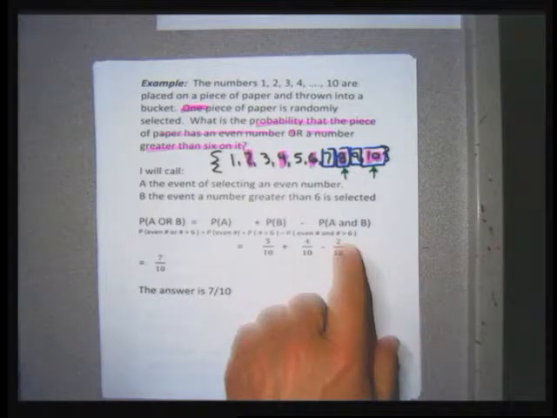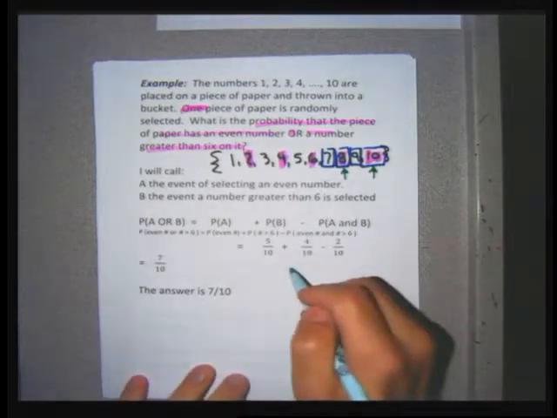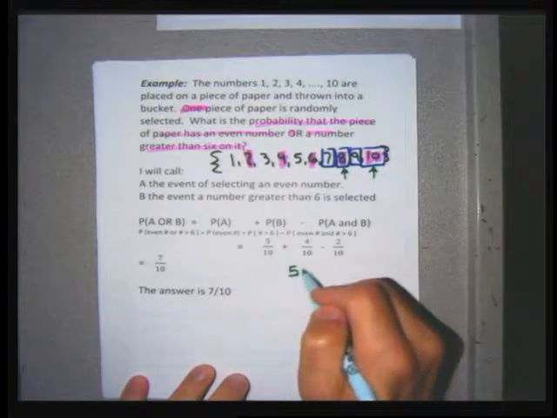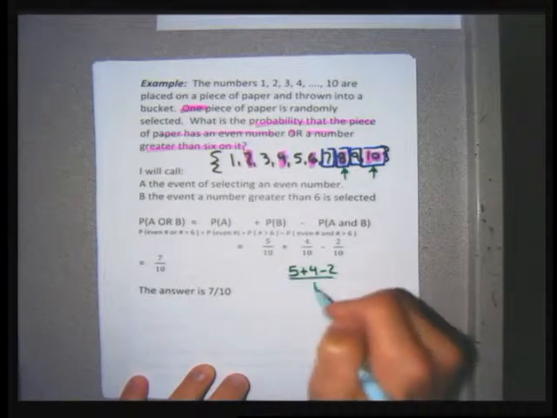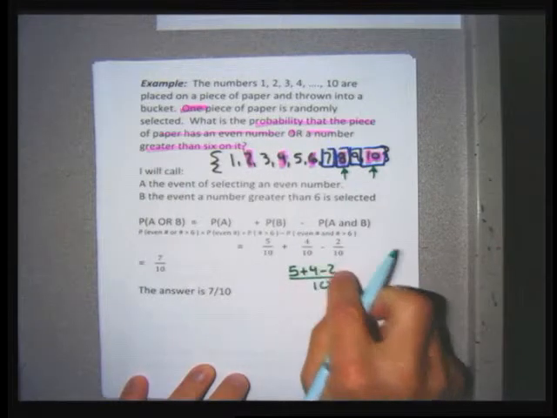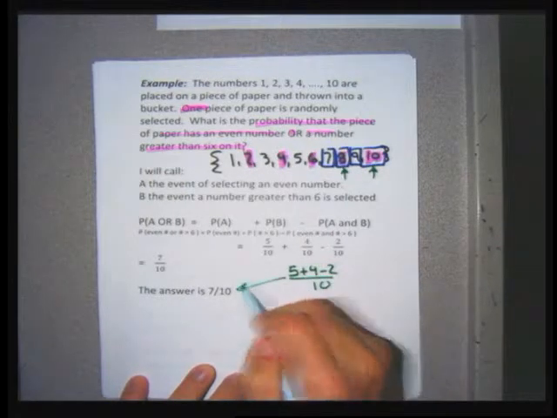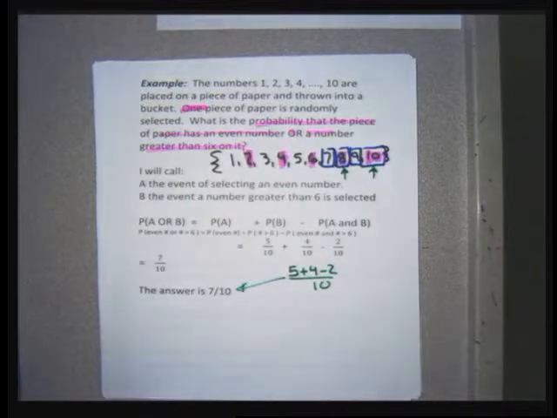So I did my 3 probabilities, and now I'm going to simplify. So this is going to be 5 plus 4 minus 2 over 10. 5 plus 4 is 9, 9 minus 2 is 7, and now we get 7 over 10 for that. So once we get through a few of these, they start to get easy-ish, hopefully.